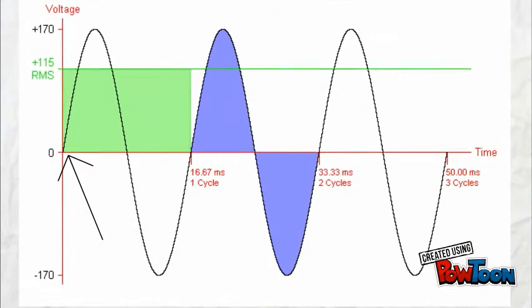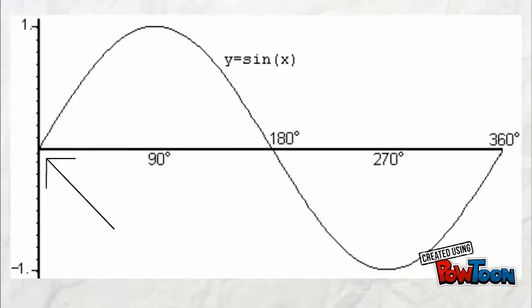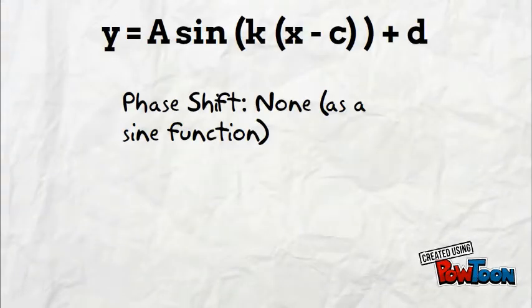This graph starts at its axis, V equals 0, and then goes to its maximum, similarly to the parent sine graph. Therefore, it would be easier to create the equation of this function in terms of the sine function, because then we will not have to apply any phase shifts.